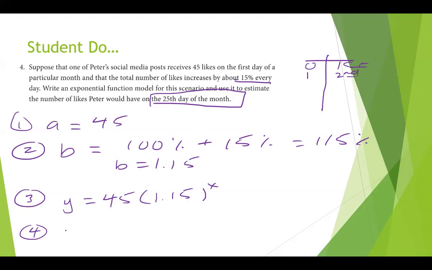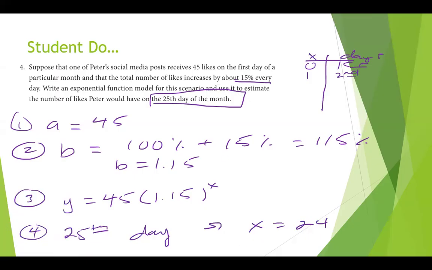So when we're looking for the 25th day, that means that our x equals 24. Okay. Because we're looking for the 25th day, our x is going to be 24. That's because our x's and our days are not the same. Okay.